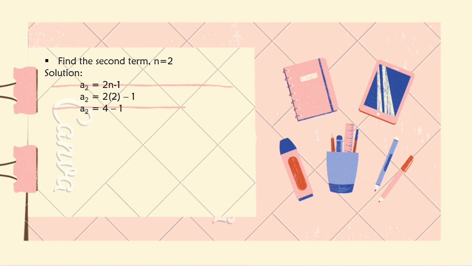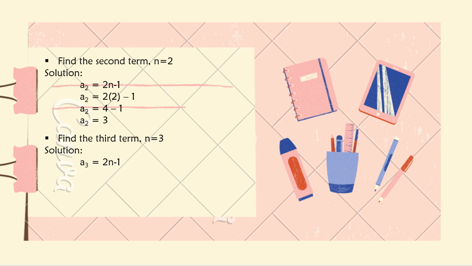a sub 2 is equal to 4 minus 1. So a sub 2 is equal to 3. Okay? So ibig sabihin, our second term is 3. Next, so let us find the third term. So ibig sabihin, pangatlong term na, papalitan natin yung n ng 3.